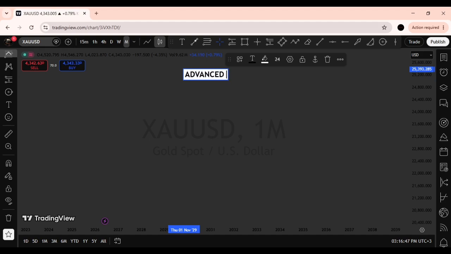So that's the difference between trading and investing. So we are going to look at advanced market structure. You are there struggling in the market. You don't even know why you are losing money.